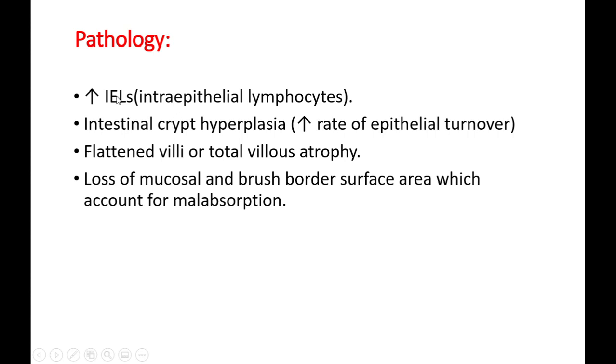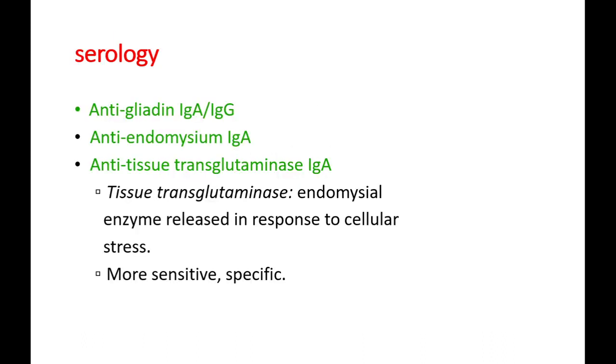Pathologically, there is an increase in the number of intraepithelial lymphocytes, crypt hyperplasia, flattening or blunting or atrophy of the villi, and loss of mucosal and brush border surface area. So this is a type of surface area defect, a deficiency of surface area related to loss of mucosal and brush border surface area, which is associated with malabsorption.